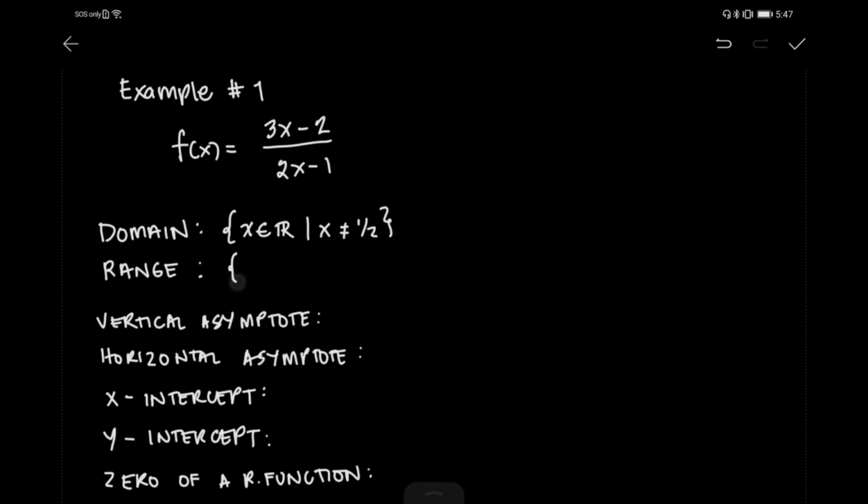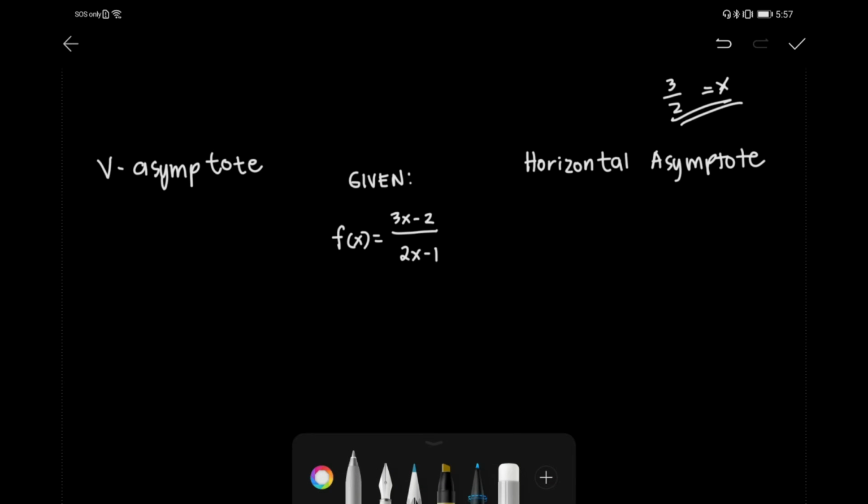So, here, the y value natin or the range is an element of all real numbers such that the value of our y must not equal 3 halves. Okay? So, ito lang po paano natin kukunin yung domain and range. Okay, this time, let us proceed on how to find the vertical asymptote.